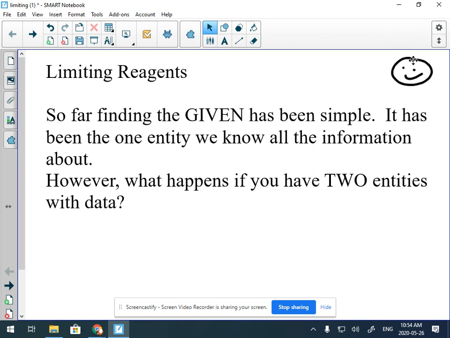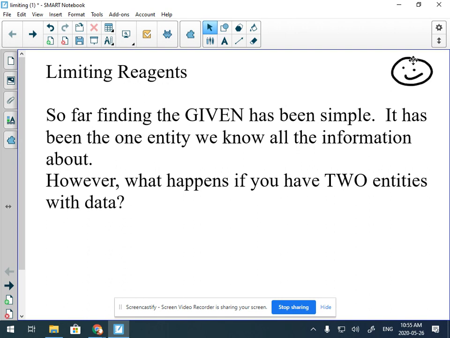Hey, Chem 20s. Today is Wednesday. If you want to use today to do the unit test, quote unquote unit test, use today's class time. If you're done and you want to move on, we're going to be talking about limiting reagents for the rest of this week. So I'm keeping this lesson really short. It's just going to be an introduction.